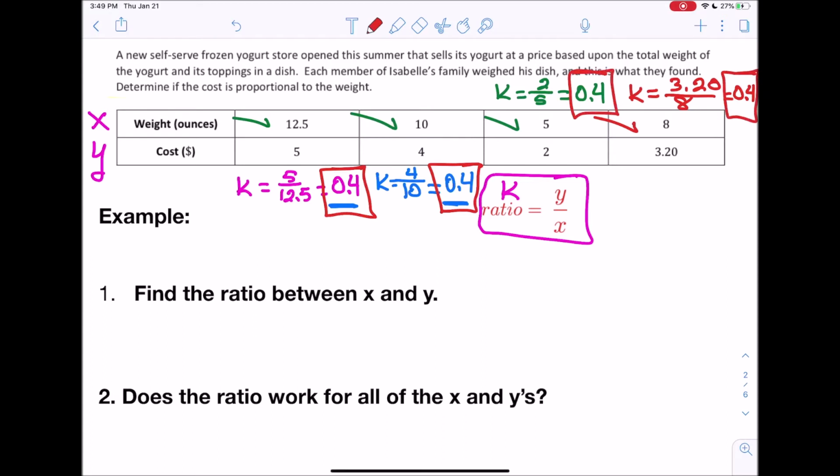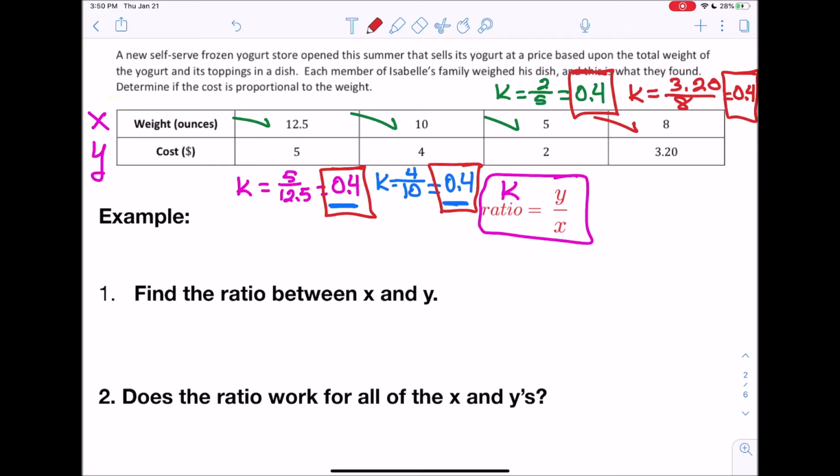So because these all came out to be the same number, we know that yes, this is a proportional relationship. If I would have divided 4 by 10 and got some different number, even if all the other ones worked, if one doesn't work, then it's not proportional. It's no good.